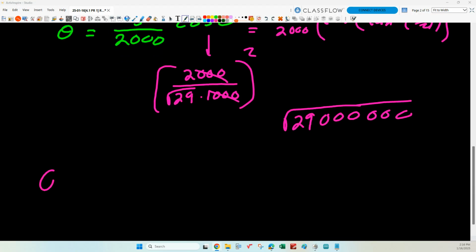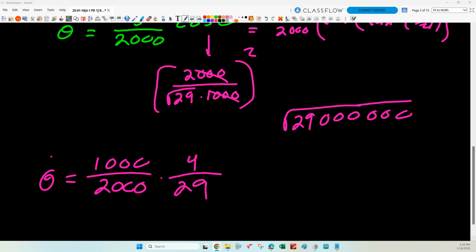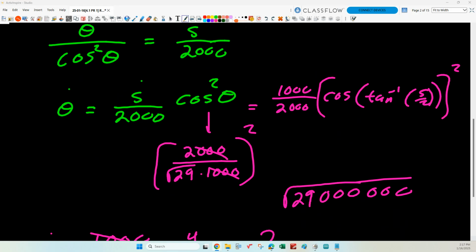So then we get theta dot equals 1,000 over 2,000 times 4/29, which is just 2 over 29. So that's theta dot. That's an exact answer, right? You see what I did there? Everybody gets how we got that cosine from the reference triangle. That's just adjacent over hypotenuse in our reference triangle, squared, right?